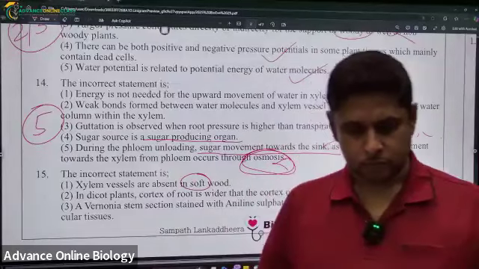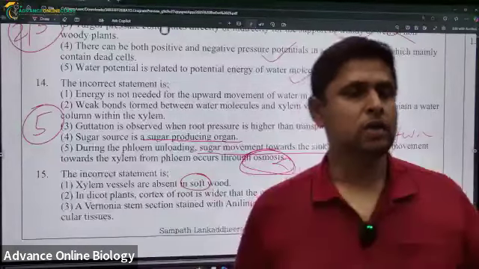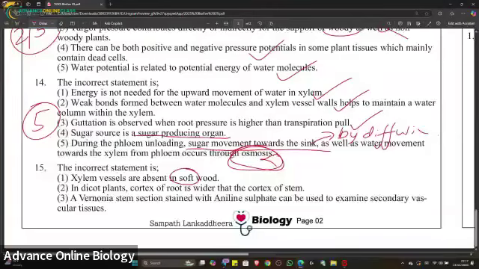Question number 15. The incorrect statement: xylem vessels are absent in softwood. In dicot plants, the cortex of the root is wider than the cortex of the stem. They are asking for the incorrect one, no? In a dicot plant, the cortex of the root is wider than the cortex of the stem. That is correct, no? In the dicot plant, the root does not contain a pith. Pith absent means the cortex is going to be thicker. Right? For the 15th, they are asking for the incorrect statement.